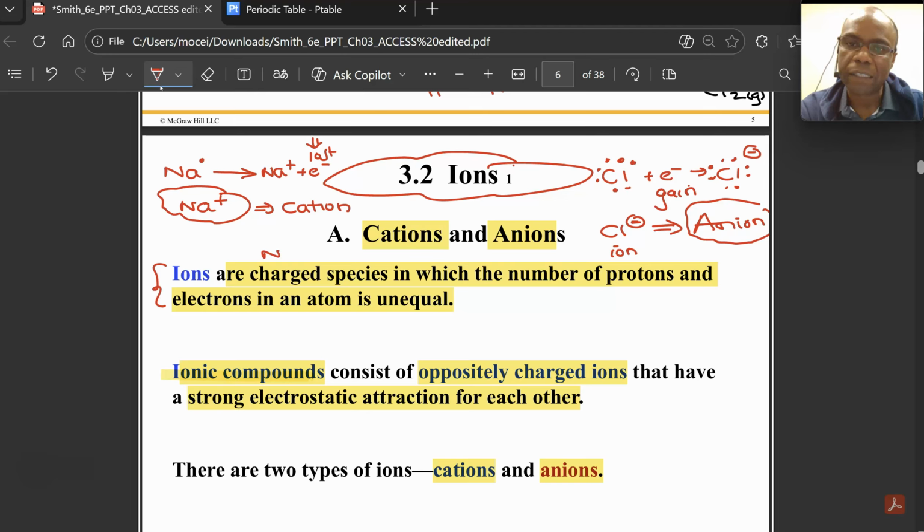Now, Na+ and Cl-, those are what give us table salt, and this is an ionic compound, which is chapter 3.